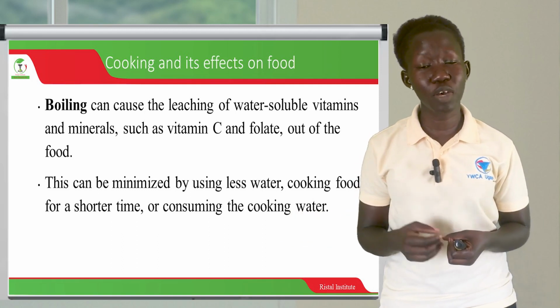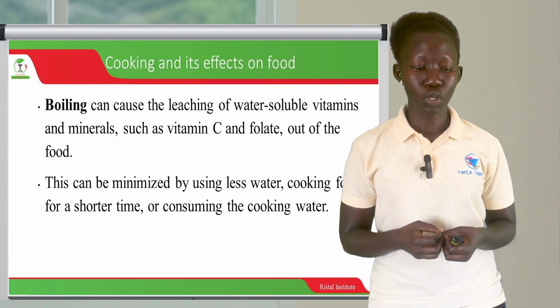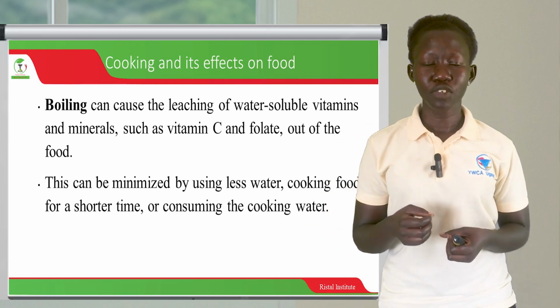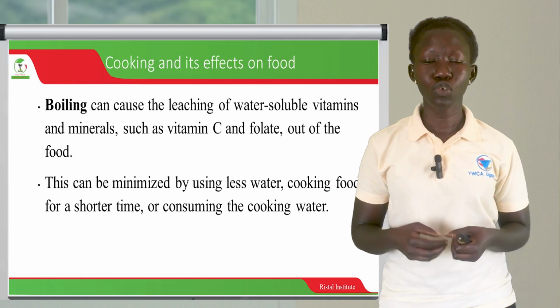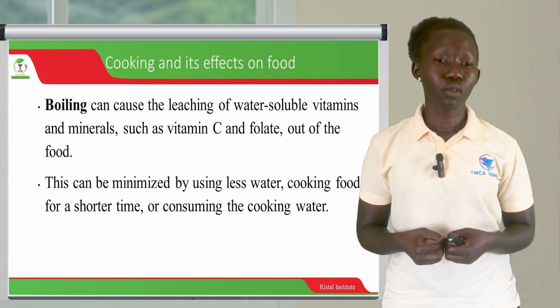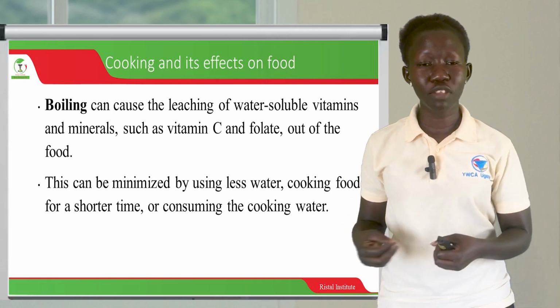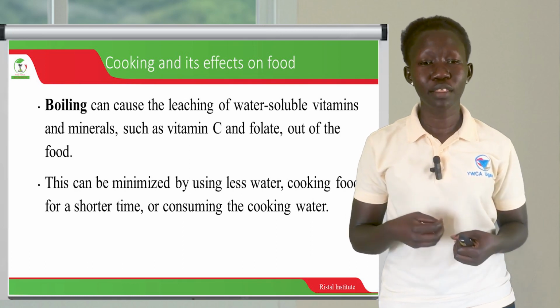When you pour out that water, then it means you have lost those nutrients. You lose about 50% of all the nutrients by washing. So it is always better for you to wash before you cut. And after cutting and boiling, if you have too much soup, instead of pouring out that soup, you can use it on another meal.